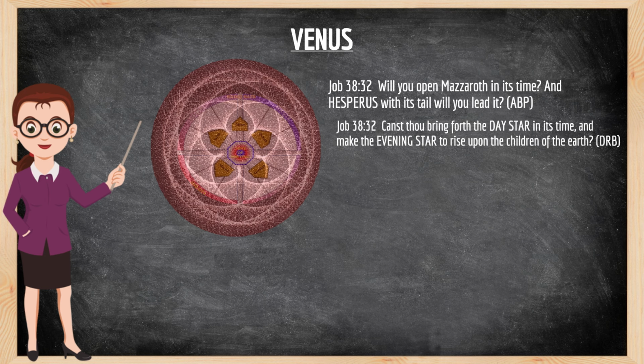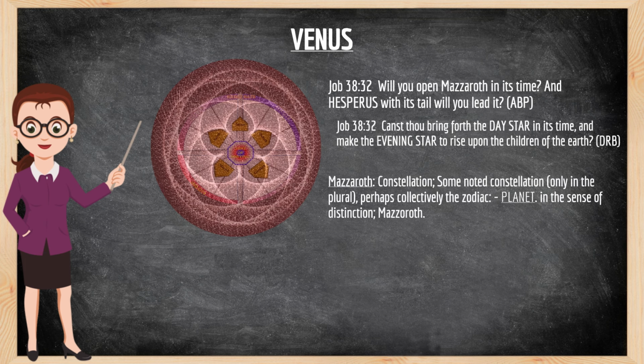That's from the Apostolic Bible Polyglot. And out of the DRB we read, "Canst thou bring forth the day star in its time, and make the evening star to rise upon the children of the earth?" Now, although some translations use the word Mazzaroth in Job 38:32, which we commonly apply to mean the zodiac constellations, or the zodiac stars, it can also be translated as planet.